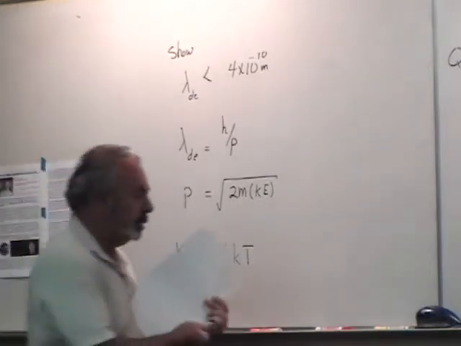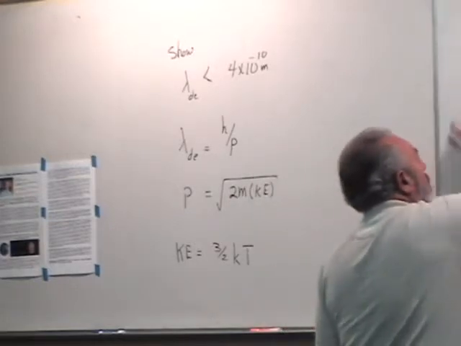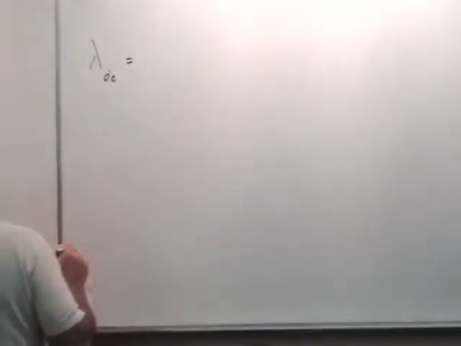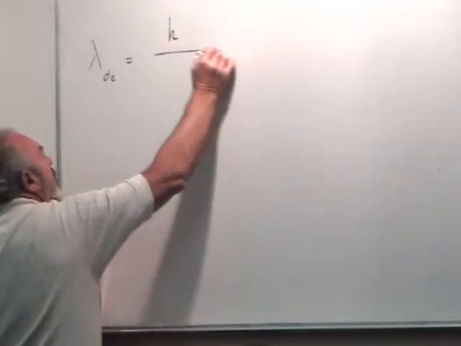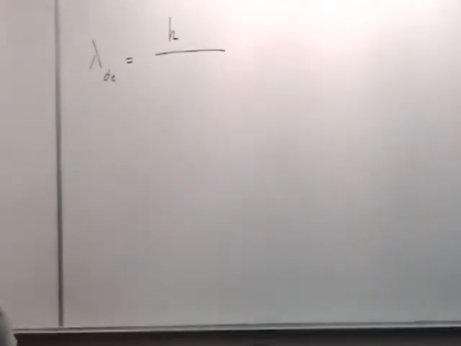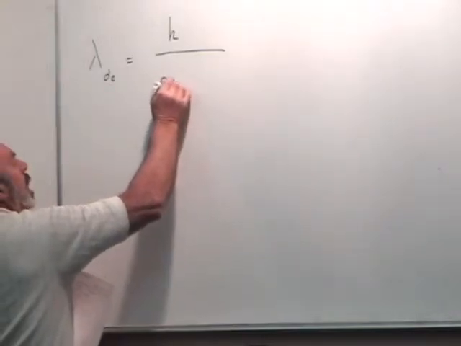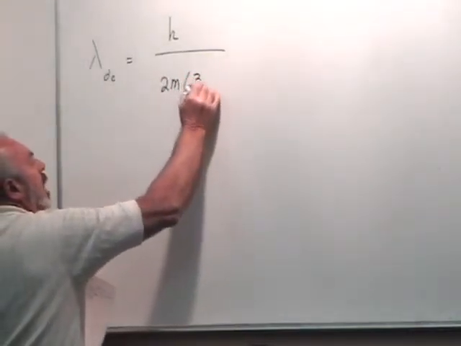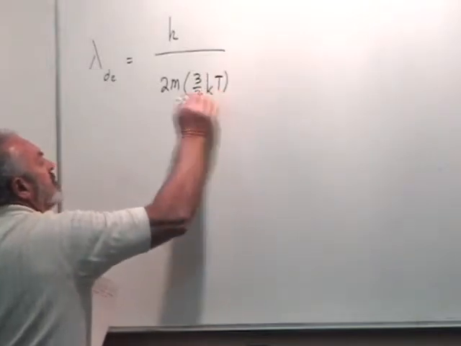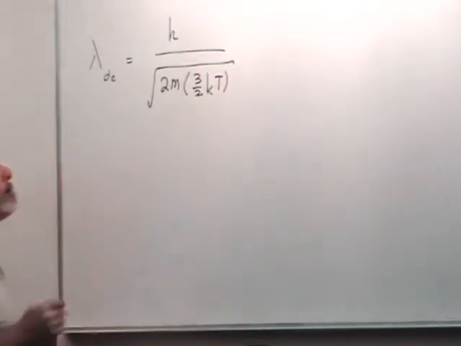So, what we're claiming is that the de Broglie wavelength to be calculated is going to be h divided by the square root of 2m times 3/2 kT. And this is the point at which I personally feel very compelled to check the units to make sure I didn't have any little algebraic screw-ups.